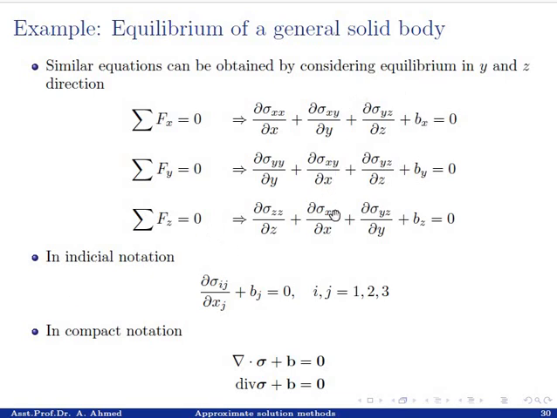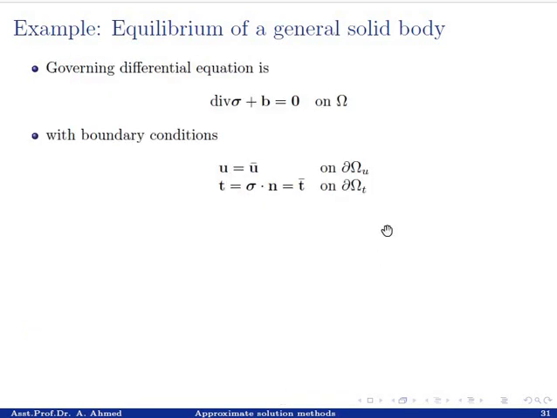You can simplify it and write it down in one generic equation which we have derived earlier. Partial sigma ij divided by partial x j plus b i equals to 0, or in compact notation it can be represented with divergence of sigma plus b equals to 0. So this is the differential equation which is governing the equilibrium of solid bodies. It can be any solid body. And this differential equation must be supplemented with some boundary conditions.